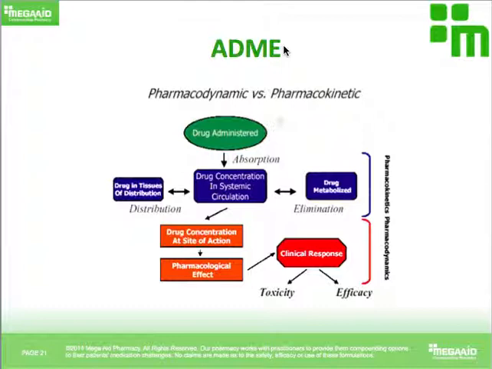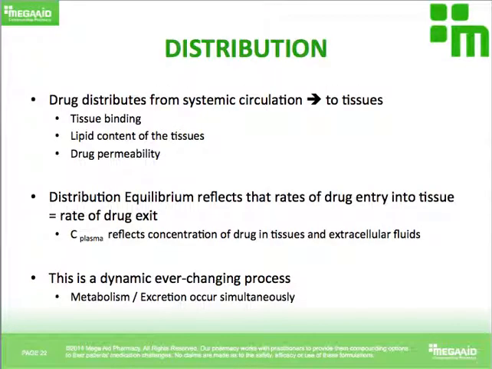Previously we talked about absorption. Let's talk a little bit about distribution. Distribution is the process by which the absorbed drug moves into soft tissues or other areas of the body. And where is this drug coming from? It's coming from the systemic circulation. Different factors are going to affect distribution of drugs.